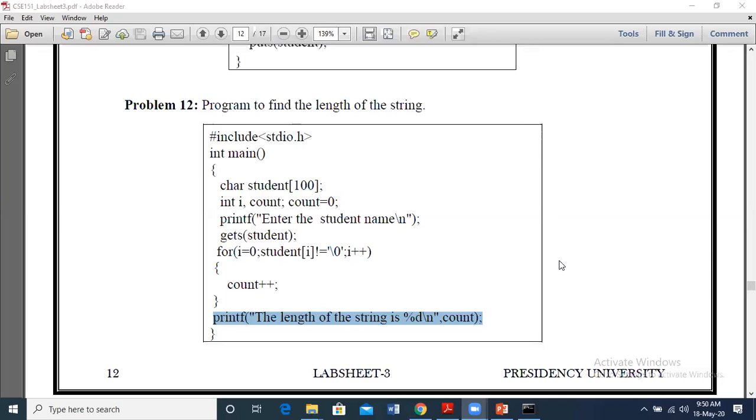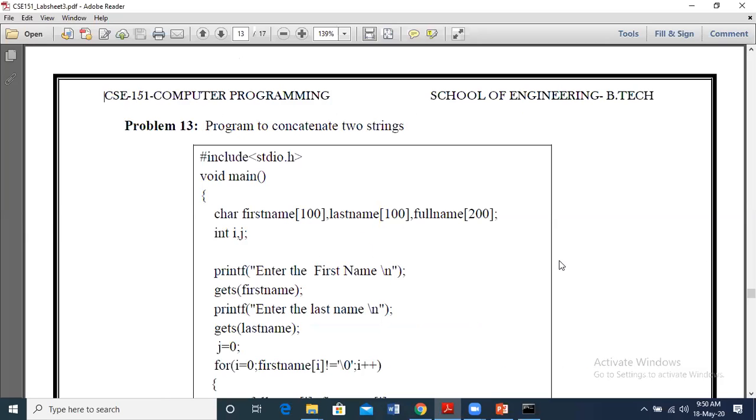Okay, so we'll continue. We just found the length of the string. Next one is to concatenate. That means we are combining two strings. We have the first string and then combine it with the next string, so we write it together. That becomes concatenation. For example, if we have a first name and after that we write the last name, together we call it the full name. So this is nothing but concatenation. We can say it is like adding both the strings, combining them together.